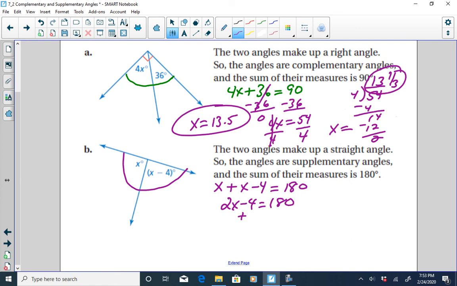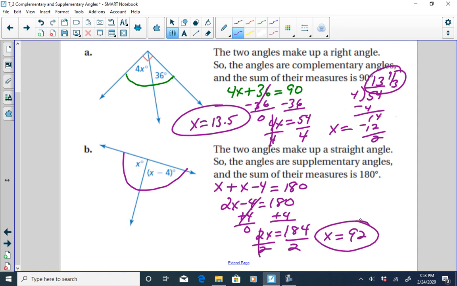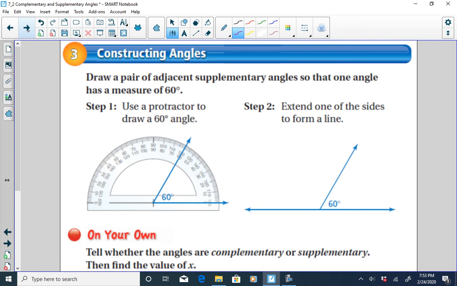Use our inverse operations to solve for x. So we're going to add 4 to both sides of that equation. So we wind up with 2x is going to be equal to 184. And when we divide by 2 on both sides of the equation, we get x is equal to 92. Alright, we continue. Next group of problems.